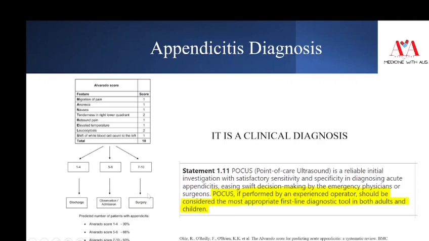7 or more in most hospitals. If you see 7 or more Alvarado score, tell your senior that this patient is most likely an appendicitis patient with a predictability of 93%. And this is a statement from the guidelines showing that the combination between a proper history and examination with ultrasound has a high sensitivity and specificity for appendicitis.